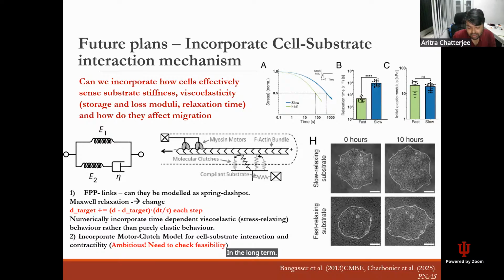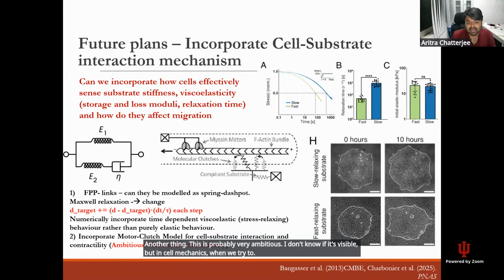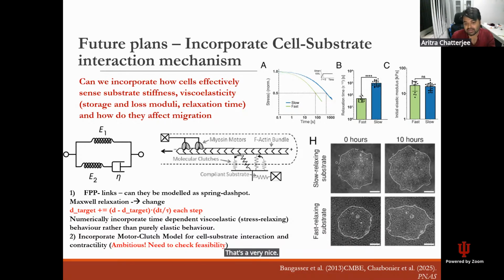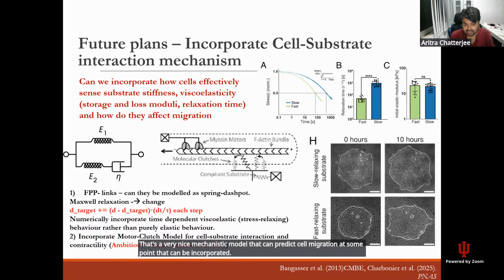Another thing, which is probably very ambitious and I don't know if it's feasible: in cell mechanics, when we try to measure cellular contractility, there are these models by David Odde, these motor-clutch models, which determine how the cell binds to the substrate. There are rate constants which determine the binding and dissociation that control it. That's a very nice mechanistic model that can predict cell migration. If at some point that can be incorporated, I think that would be nice.